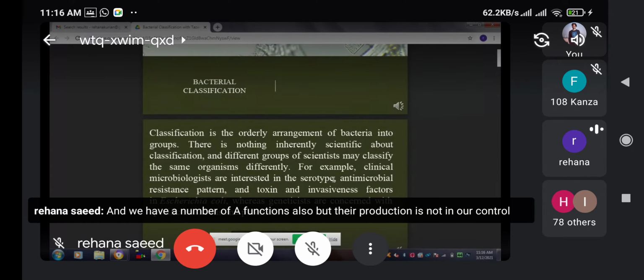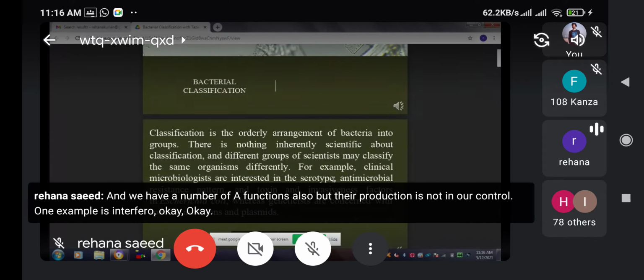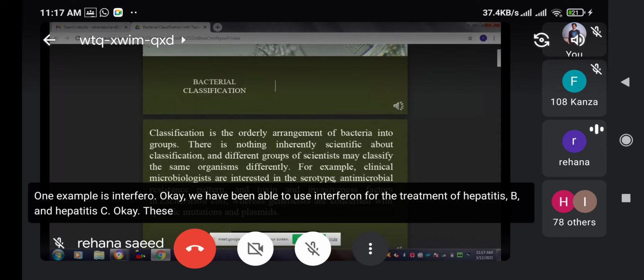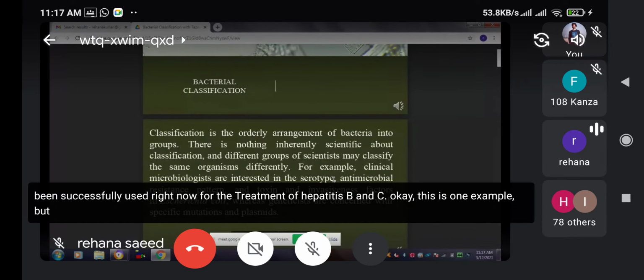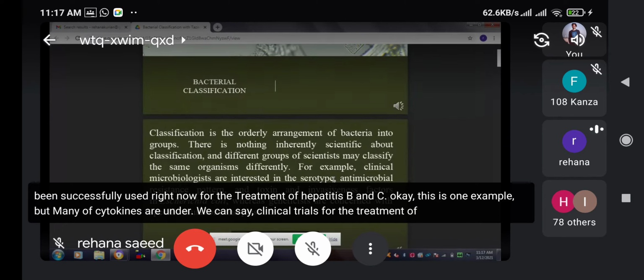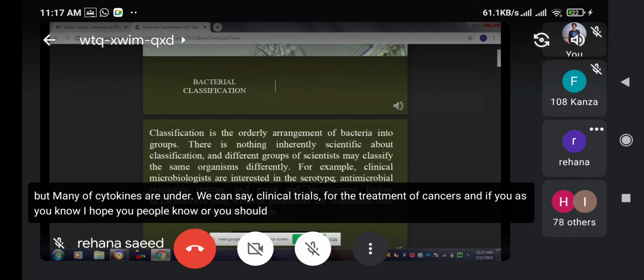One example is interferon. We have been able to use interferon for the treatment of hepatitis B and hepatitis C. These interferons are available in the form of injections, and these have been successfully used right now for the treatment of hepatitis B and C. This is one example, but many cytokines are under clinical trials for the treatment of cancers.